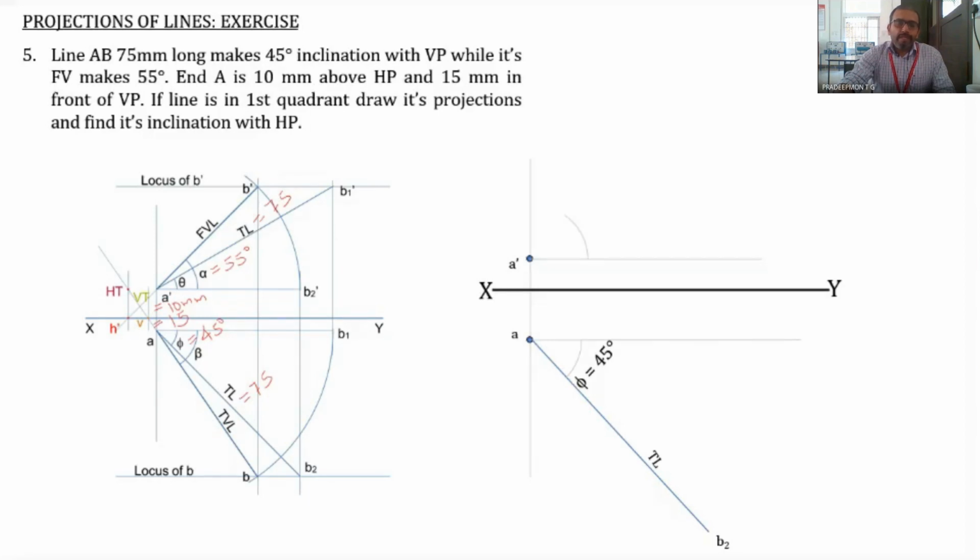Now we can draw in the front view. In the front view, we can draw the 55 degree, that is the inclination of the front view with the XY line. So that is 55 degrees marked, then a line. But we don't know the length of this particular line, the line which is inclined at an angle 55 degree and starting from A dash, because the length of the front view is not given in this particular question. So we don't know the length of the line.